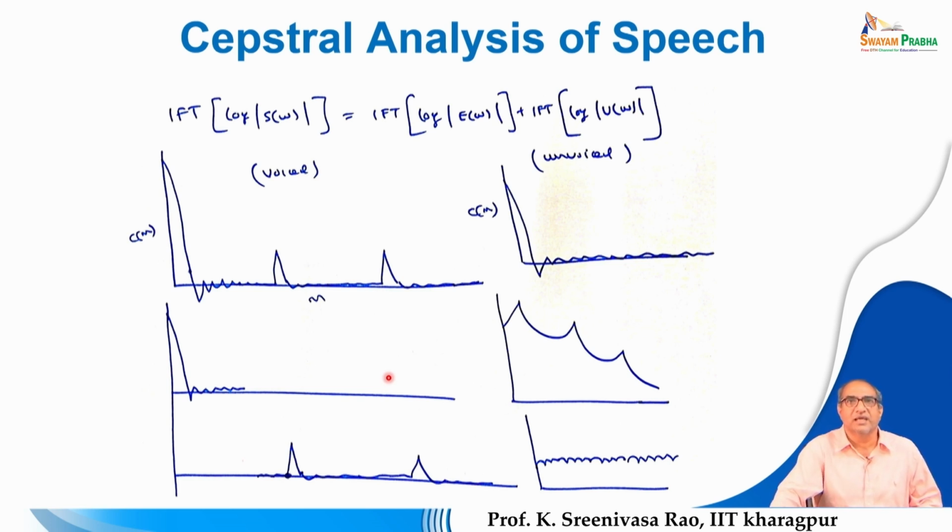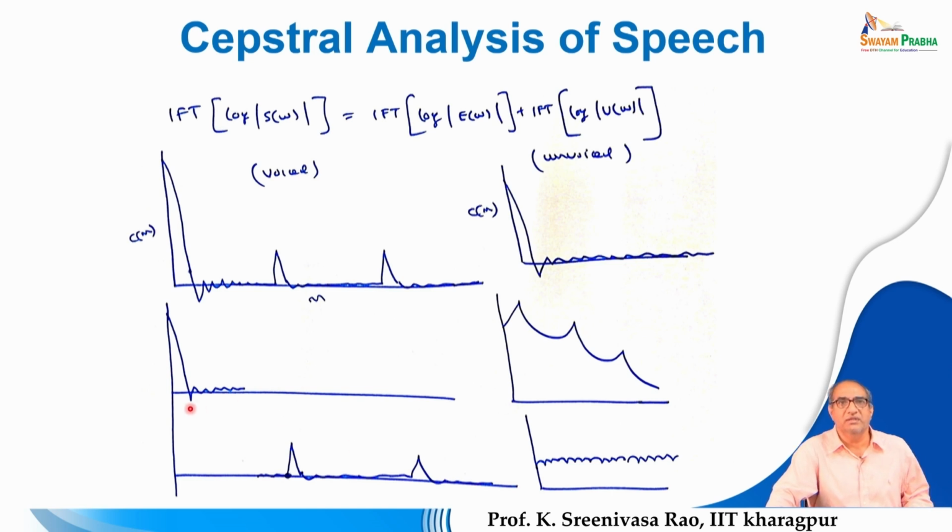So that way, the cepstrum analysis of speech will provide you the vocal tract component and the excitation component separately, and with that we can characterize, or derive the features from, the vocal tract component of the cepstrum, and similarly we can derive the features from the excitation also.